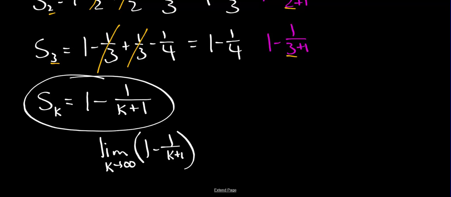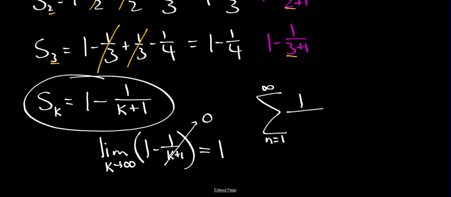So if you let k go to infinity, notice what happens. This term right here, that just goes to 0. So what you're left with is 1. So what we say is this. We say that this limit, or this infinite series, is equal to 1. So we found that it not only converges, but what it converges to.